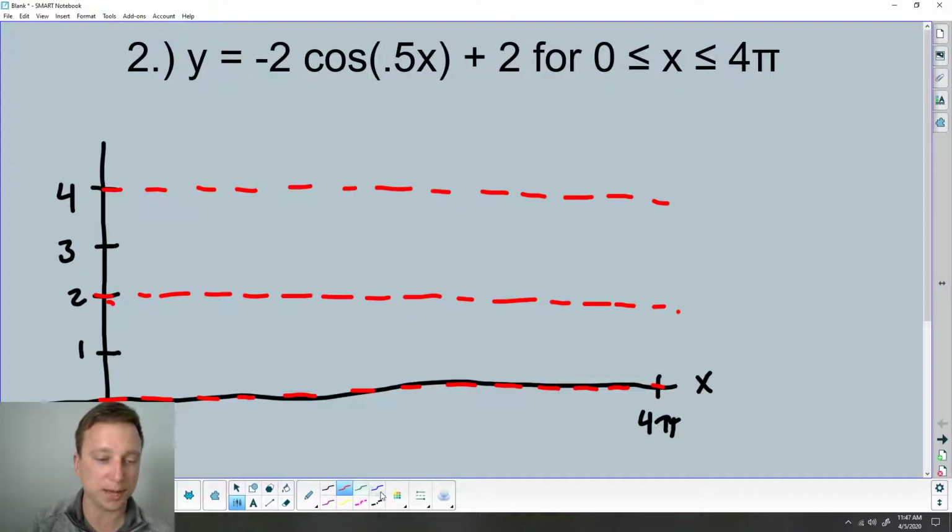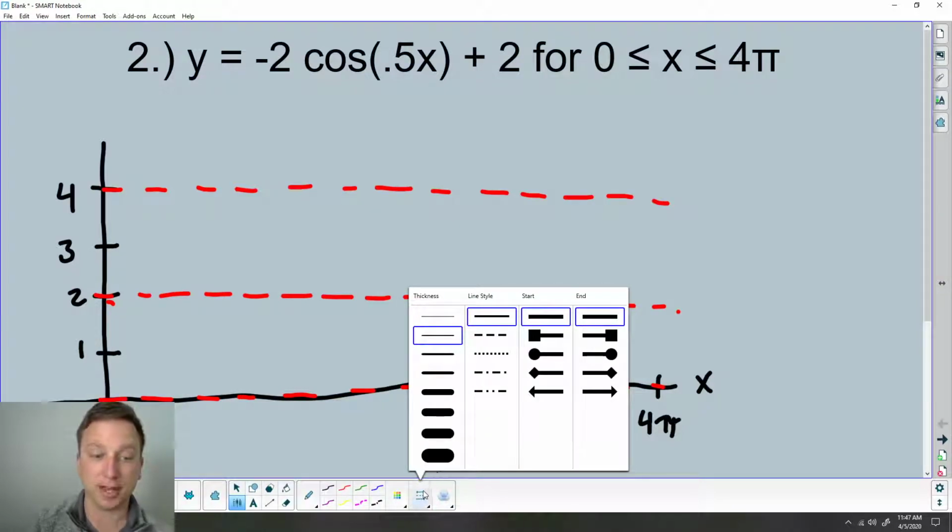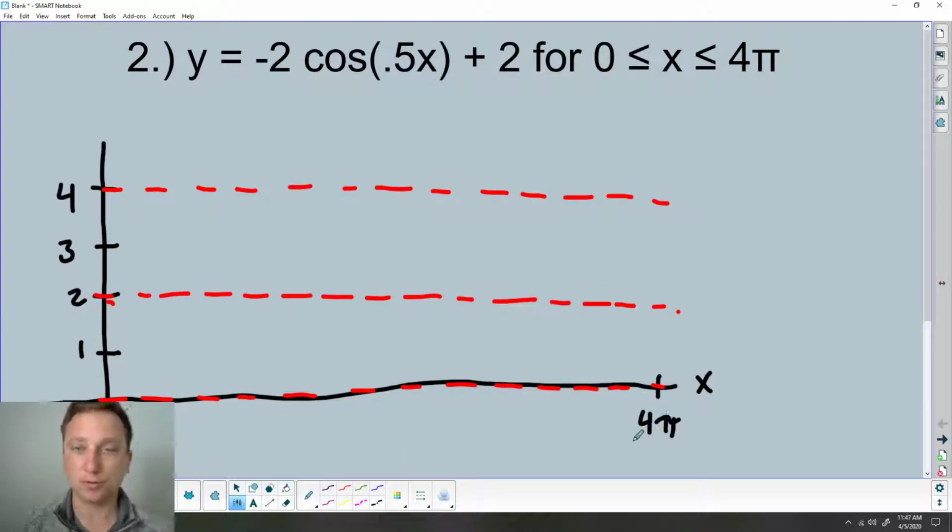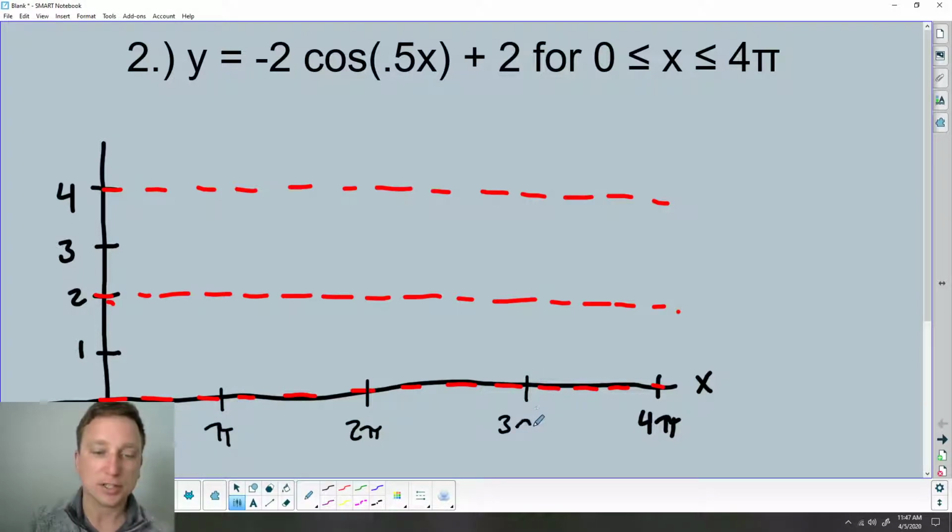So let's get to that. As we set up now our x-axis, we're going to account for that. So 4 pi is 1 full period. So half of this is going to be 2 pi. And half of this, between 0 and 2 pi, is pi. And then we have 3 pi. So the key points are going to occur at 0 radians, pi radians, 2 pi radians, 3 pi radians, and 4 pi radians. So last thing we have to take into account is what this negative does.